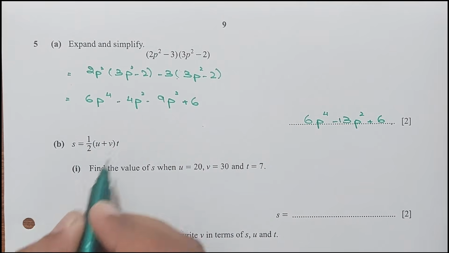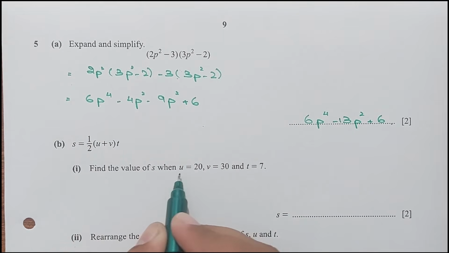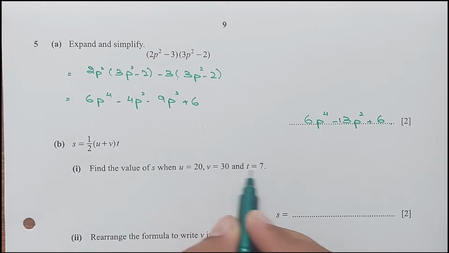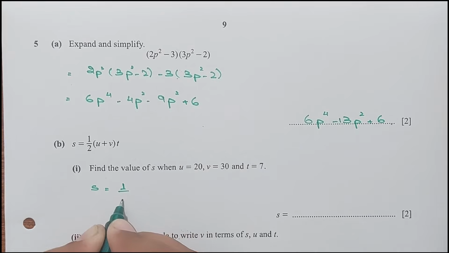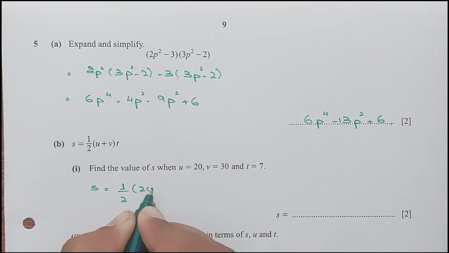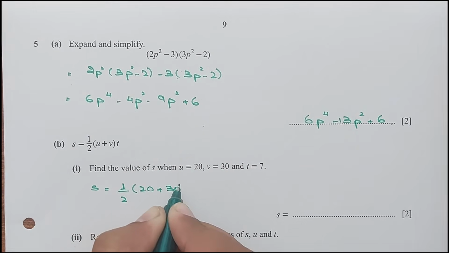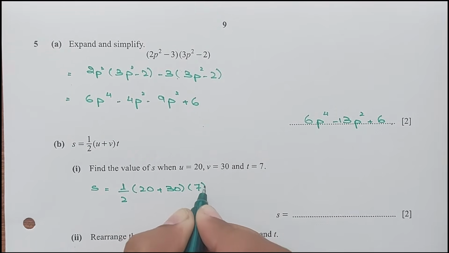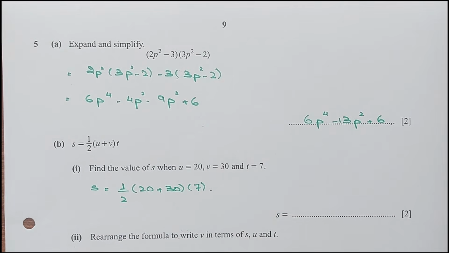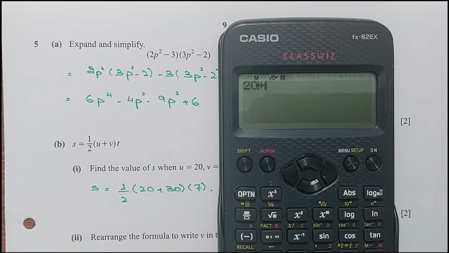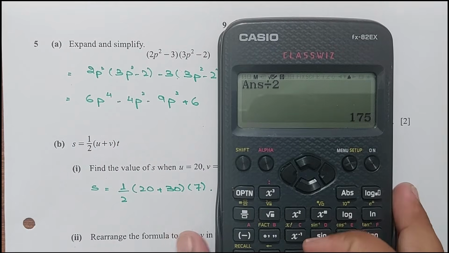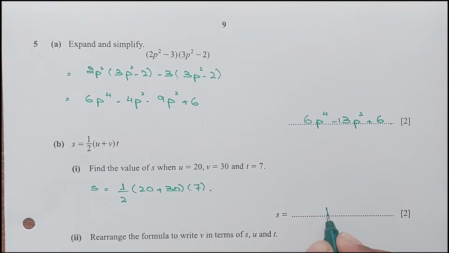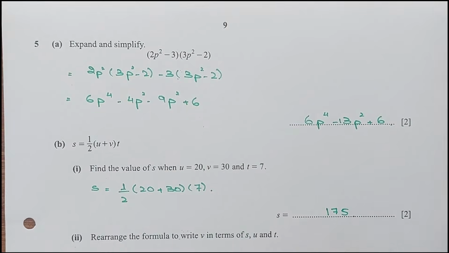Part B, we have been given S. Number 1, find the value of S when U is 20, V is 30 and T is 7. We have to solve for S. So it is 1 by 2, U is 20 plus V is 30, into the T value, 7. Let me simplify. So 20 plus 30 is 50 times 7 and divided by 2, which is 175. So this value is 175, right?